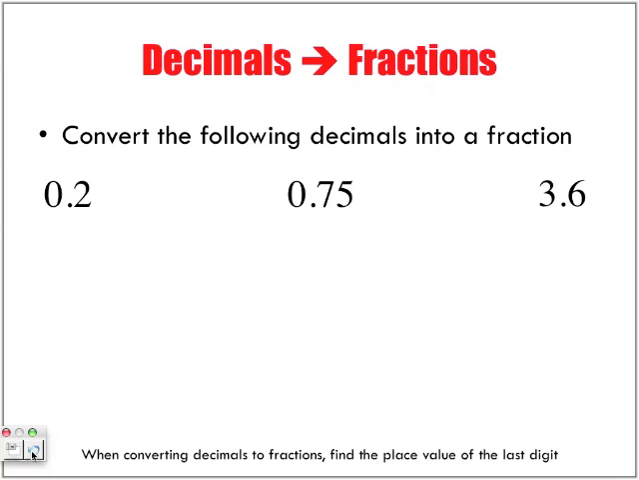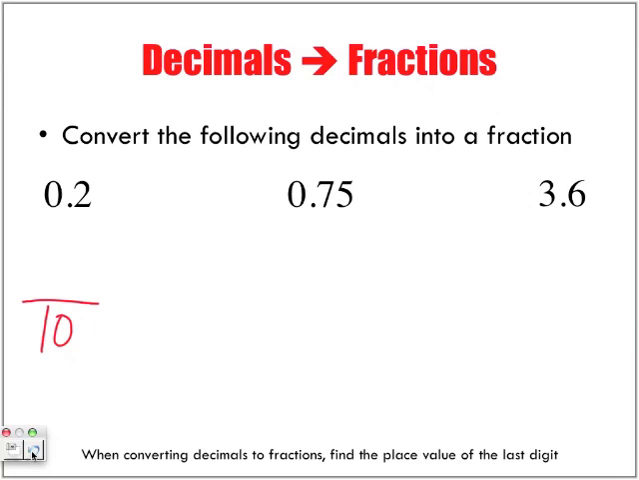So in 0.2, there's really only one digit that we're referring to. Which number is that? 2. 2 is the digit. Now, what place value does that 2 belong to? The tenths column. So right away we put our denominator as 10, something over 10.